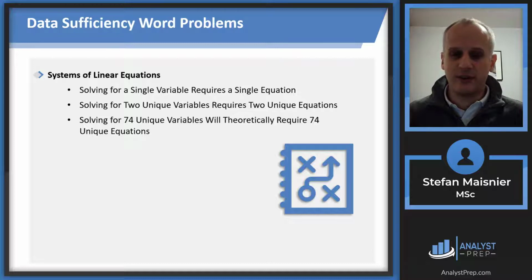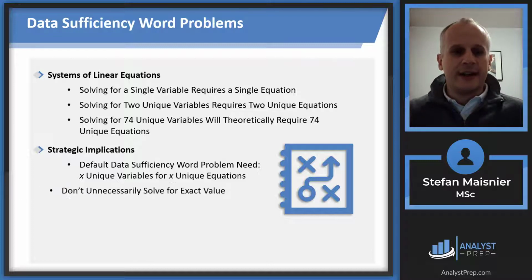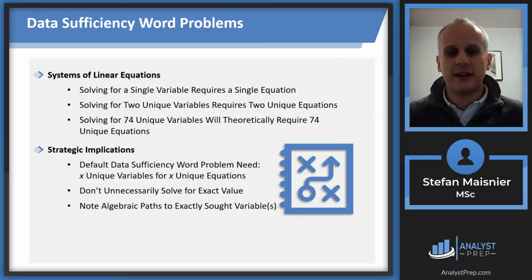And theoretically, solving for as many as, say, 74 arbitrary number unique variables will theoretically require 74 unique equations. And the way this all relates to data sufficiencies is that it produces our default data sufficiency word problem need, which is x unique variables for x unique equations. So if I'm trying to solve for 3 different variables, I'll likely need 3 different equations. Now, you don't unnecessarily have to solve for the exact value. If you determine you have an equal number of equations to the equal number of variables that you have, you know you can solve, and you don't actually have to spend the time doing it because of the format of a data sufficiency.